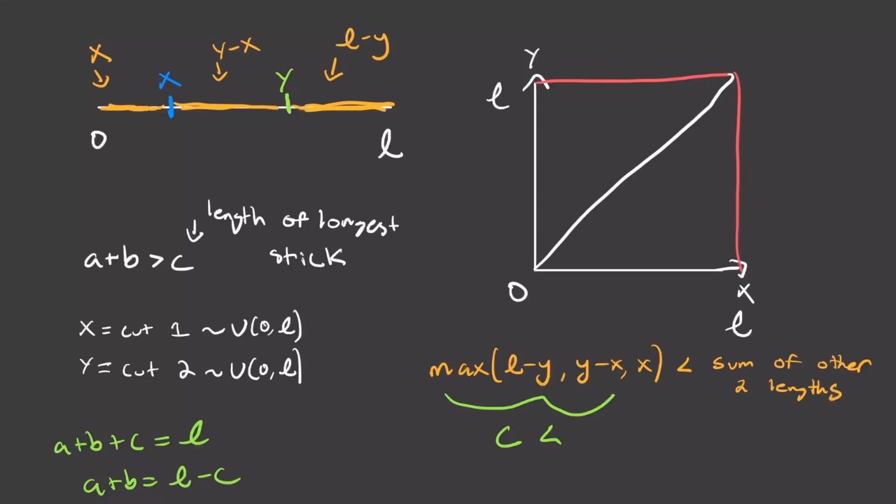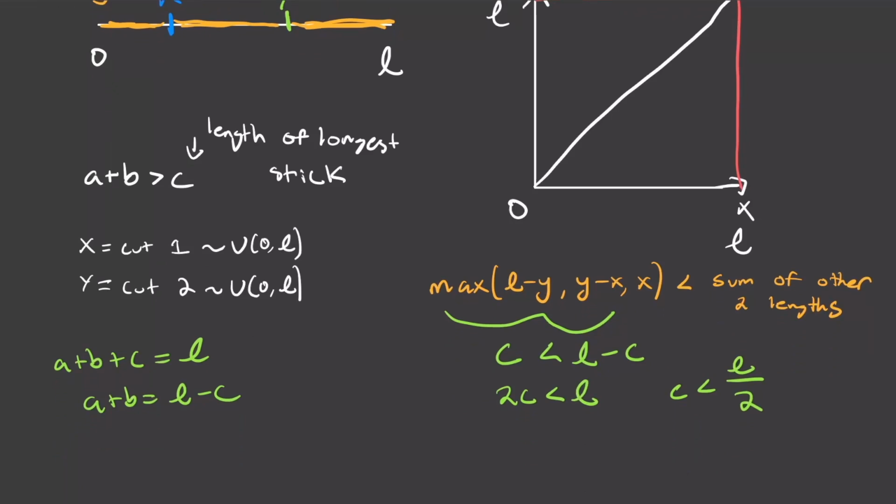And then when we plug that in here, this is what our inequality is going to be: C less than L minus C. So we have 2C less than L, and we just divide each side by 2. We just get that we need the length of the longest stick to be less than the length of the entire stick divided by 2. That's the inequality that we need to satisfy in order to get a triangle to form.